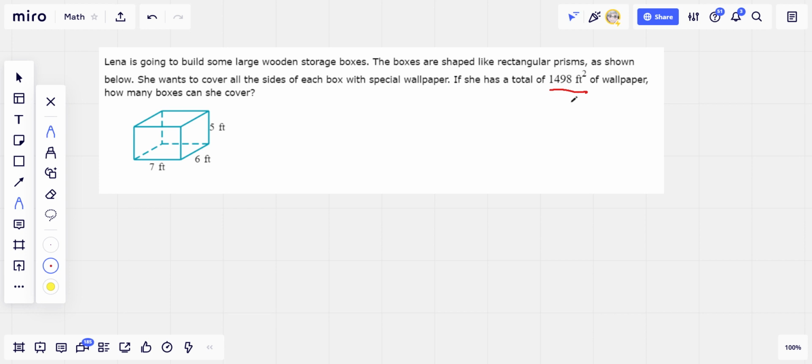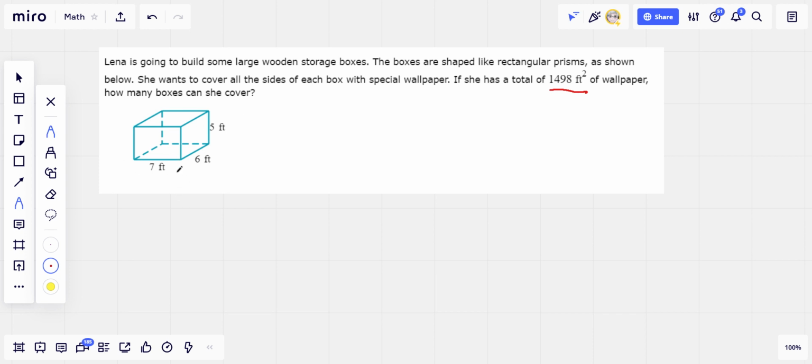So I think to solve this one, we need to figure out how much wallpaper it takes to cover one box. And then if we divide her total amount of wallpaper by that, we'll get the number of boxes she could cover. So the first step is to figure out the surface area of this box.